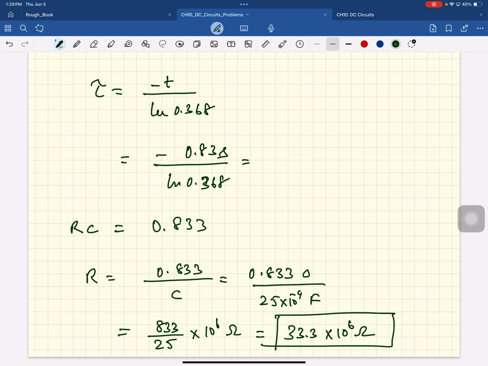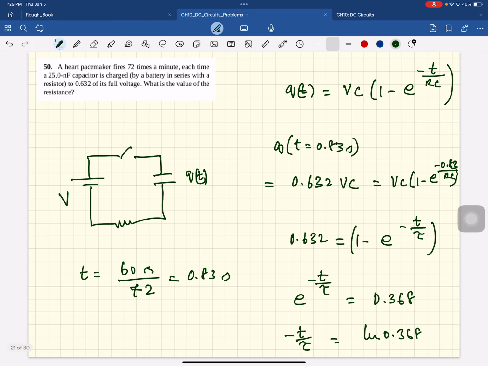Thirty-three mega ohms. That's the resistance you need in the circuit, so this thing can be charged such that it fires 72 times a second. And so if you want the heart to beat faster, you need to reduce the resistance. Okay?